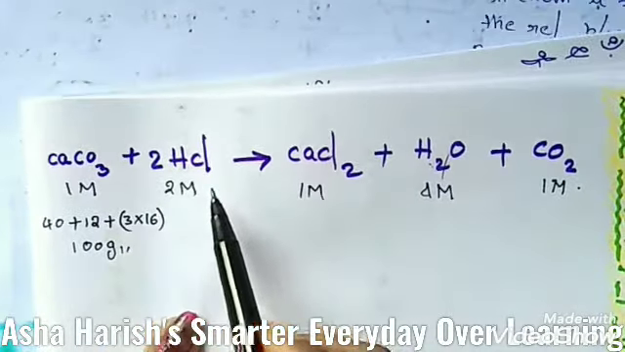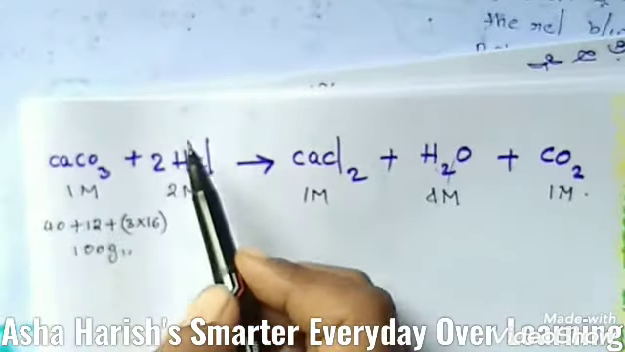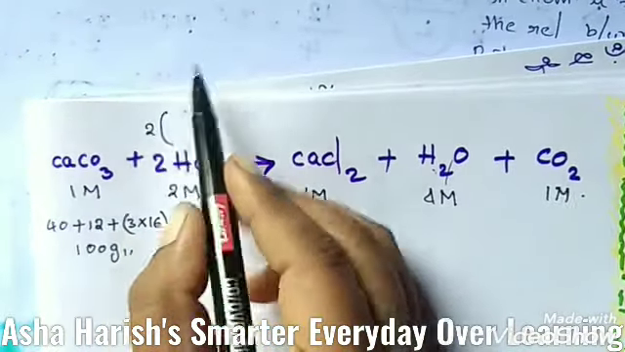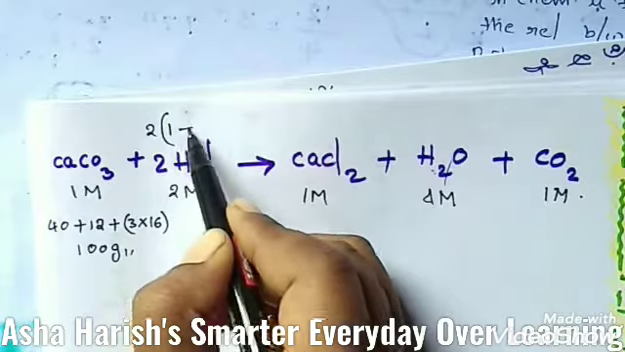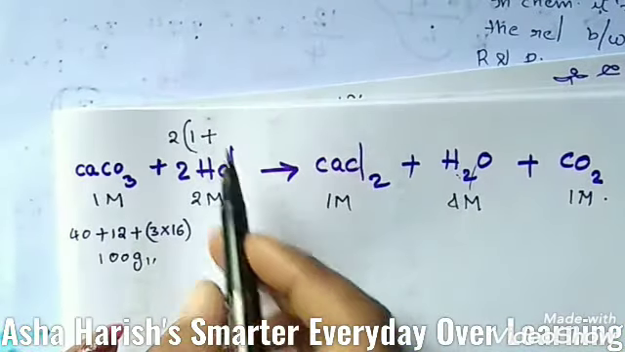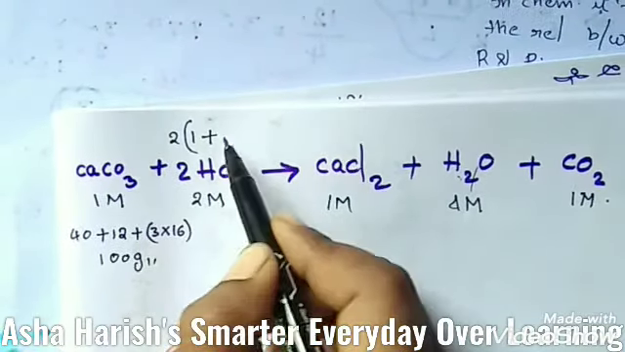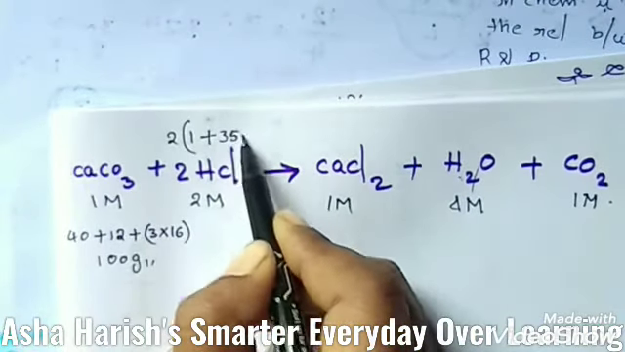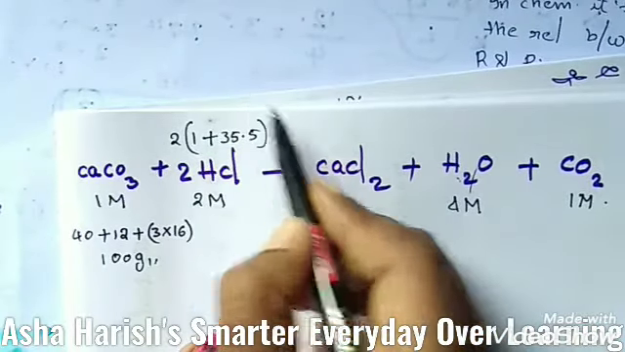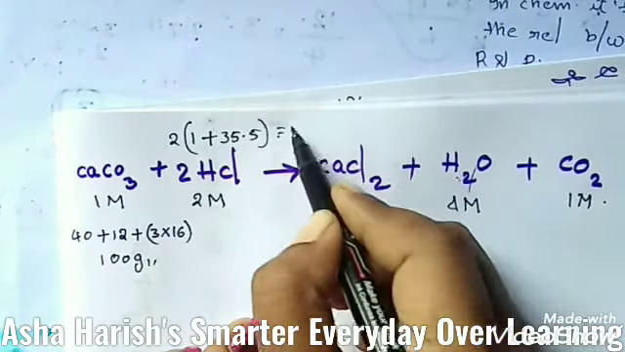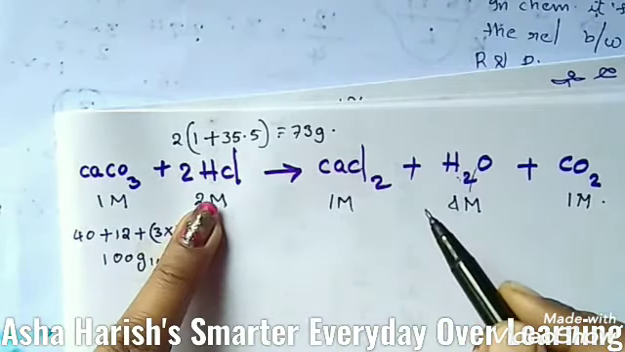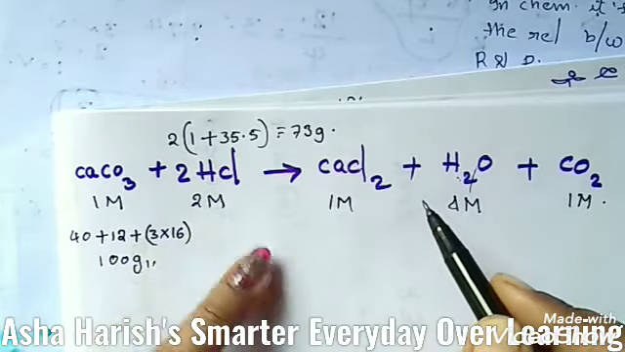Coming to this HCl students, I am going to write here 2 HCl. So 2 into hydrogen atomic mass, which is 1, and chlorine, whose atomic number is 17, its atomic mass is 35.5. Okay, now finally 73 grams is the molecular mass of this 2 HCl, 2 moles of HCl.